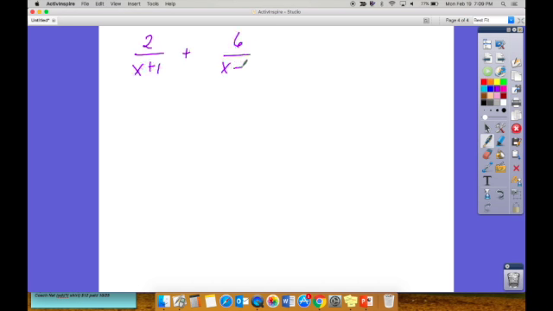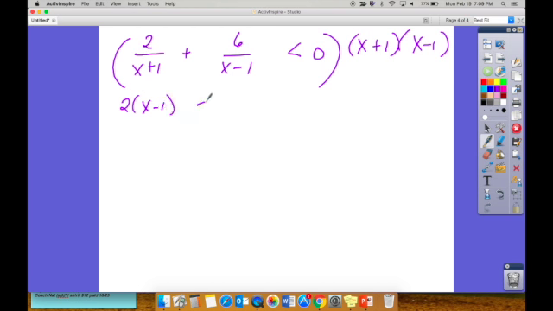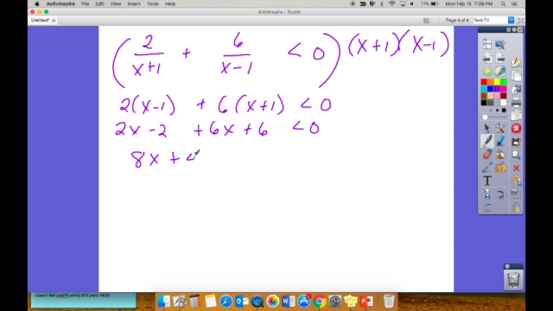This is one where we were getting the common denominators and such and simplifying. All right, so the common denominator that you're going to multiply through by is going to be x plus 1 times x minus 1. When you multiply this times 2 over x plus 1, the x plus 1's cancel, and you just get 2 times x minus 1 plus 6 times x plus 1 is less than or equal to 0. Distribute. And that is going to give me 8x plus 4. I can take a 4 out.